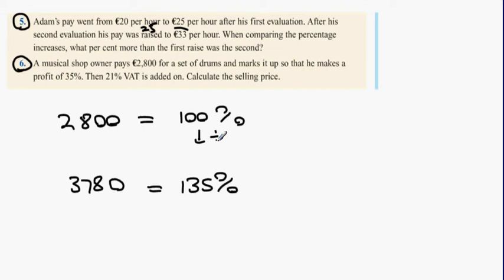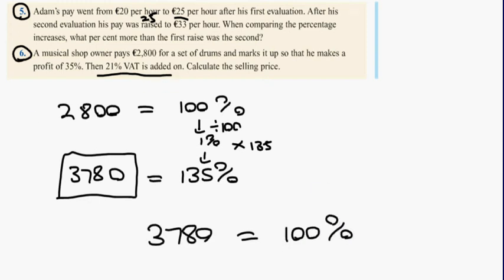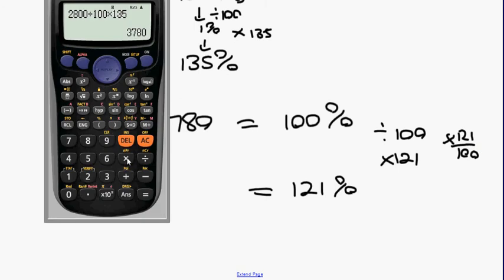So I divide by 100, find out what 1% is, and then multiply by 135. Find out what 135% is. Okay, 21% is now added. So this is your new selling price. This is your new 100%. And now you have to find out what 121% is. So to get 121%, divide by 100 and multiply by 121, or the same thing as multiplying by 121/100.